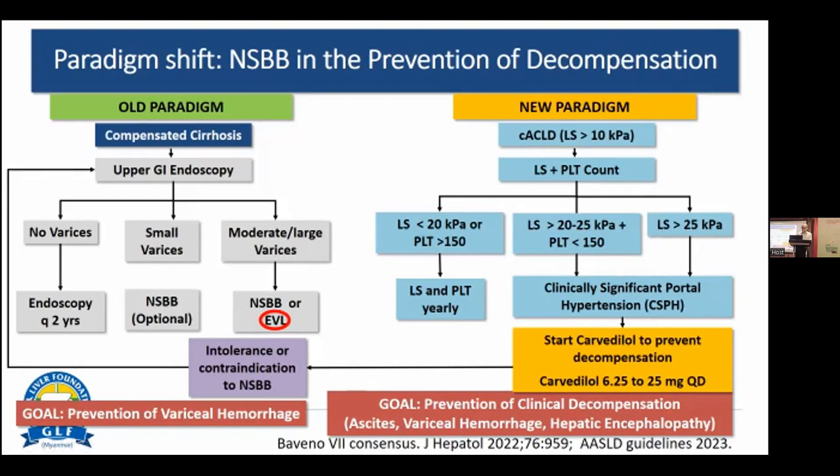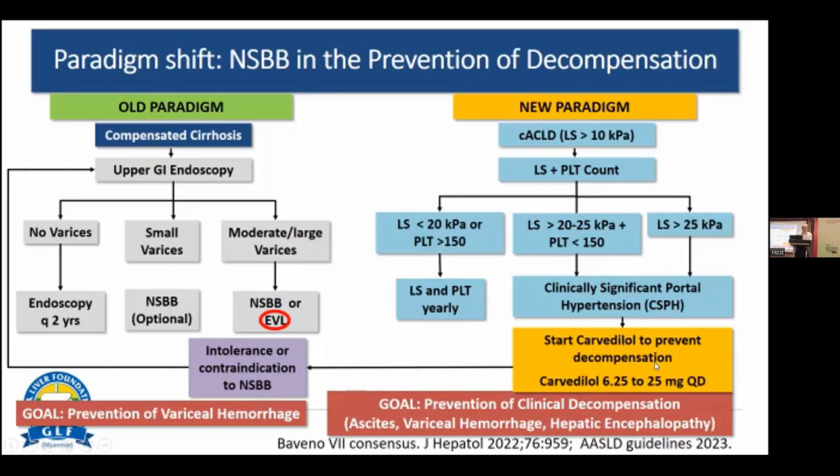For liver stiffness less than 20 kilopascal with a platelet count above 150, varices are unlikely. When liver stiffness measurement is more than 20 to 25 kilopascal with platelet count less than 150, we can definitely say it is clinically significant portal hypertension, and we can start carvedilol to prevent hepatic decompensation. When liver stiffness is more than 25 kilopascal, this is CSPH, and we can start carvedilol to prevent decompensation.